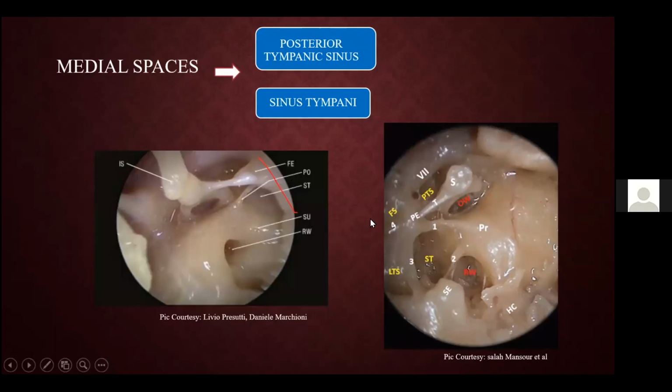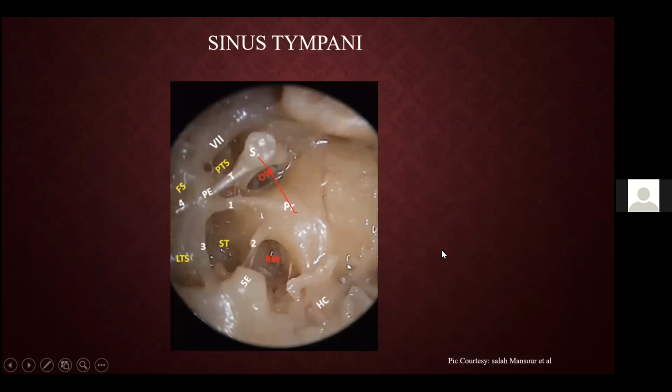The medial spaces first. As I said, the posterior tympanic sinus and the sinus tympani. You can see in the left ear of the patient, this is the posterior tympanic sinus, and this is the sinus tympani, separated by a bony bridge, the ponticulus, which arises from the pyramidal eminence towards the promontory. Similarly, in the right ear of the patient, you can see the posterior tympanic sinus and the sinus tympani. Let's study each space in detail.